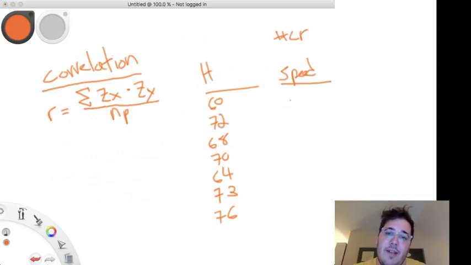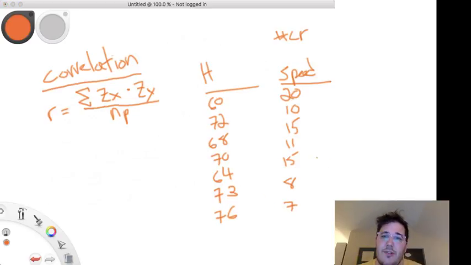So this person, it took 20 seconds to complete the race. This person, it only took 10 seconds. This person took 15 seconds. This person took 11 seconds. This person took 15 seconds as well. This person took 8 seconds, and this person took 7 seconds. It's a very short race. So these are just the raw scores that you are measuring, and so you have inches and seconds.